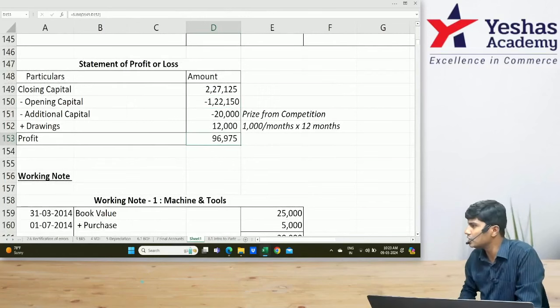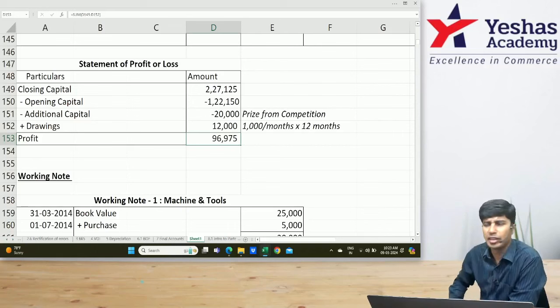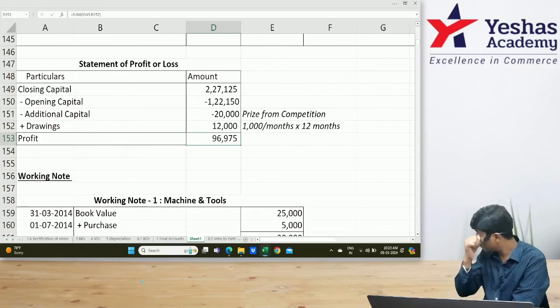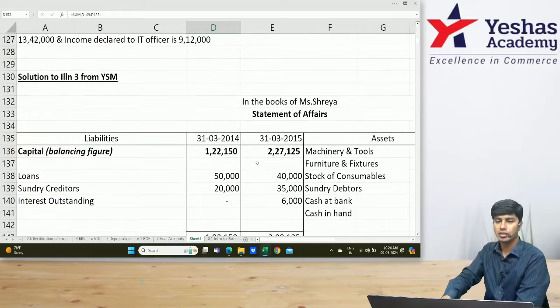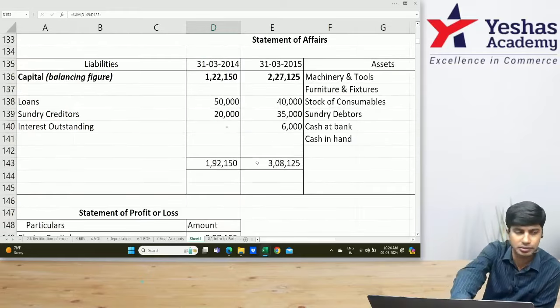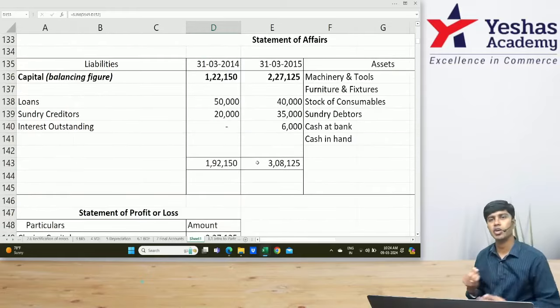96,975 is profit. Everyone understood this? Say something. Anybody has any doubt? Feel free to ask. Okay, come on, guys. Copy this. Once you finish copying, we'll take a break. On the other side of the break, we'll do more questions.